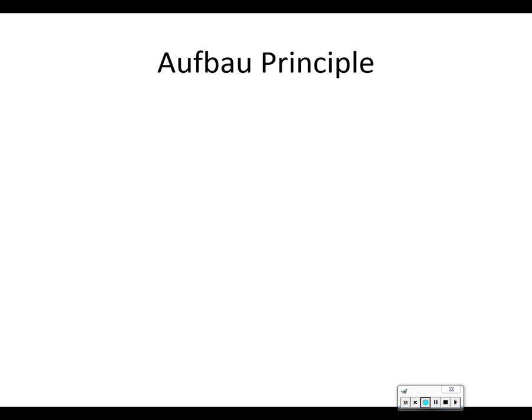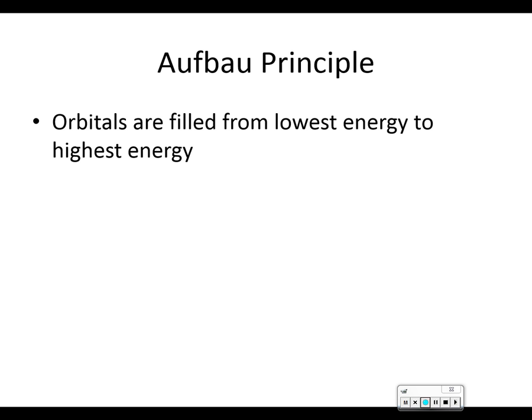The Aufbau principle guides what we do with filling orbitals. All of those orbitals exist whether electrons are there or not. But where the electrons actually go is determined by the Aufbau principle. The Aufbau principle states that orbitals are filled from lowest energy to highest energy. This is a theme that is going to run basically through this course. Lower energy to higher energy.